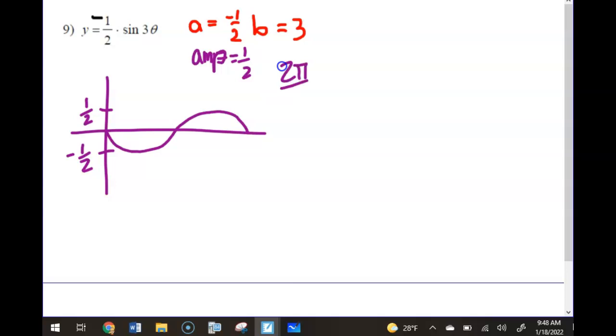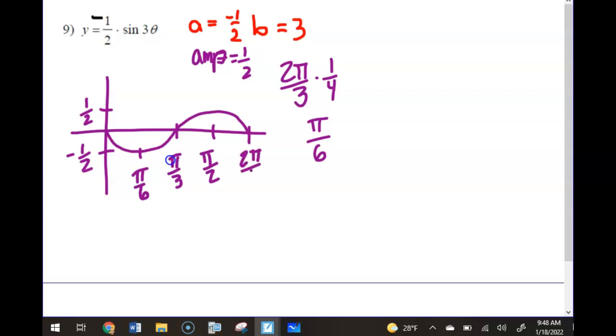The period would be 2 pi over 3, which if we did 1/4 of that, would be another 2 pi over 12 or pi over 6. So the points would be the same, pi over 6, 2 pi over 6, 3 pi over 6, 4 pi over 6. Okay, I'm not going to finish. This would be pi over 6, 2 pi over 6, 3 pi over 6, 4 pi over 6, which reduces, okay? Not going to write the ordered pairs. I just wanted to give you a little idea.